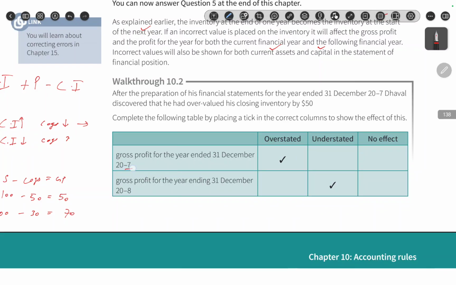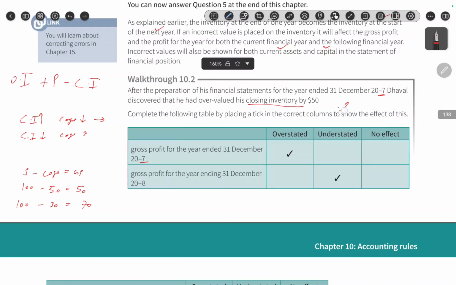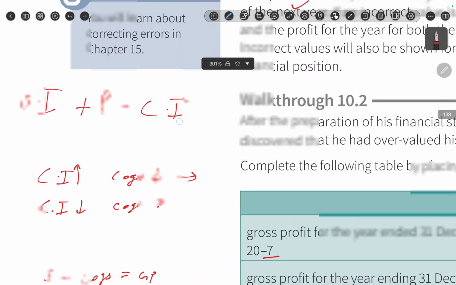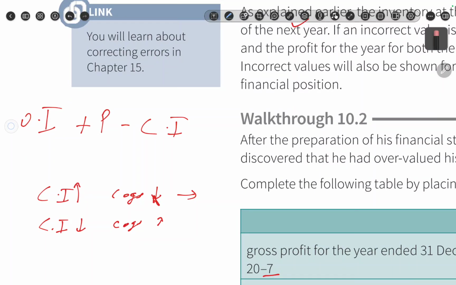Now, this is 2007, the year in which he made the mistake. In this year, on 31st December, he overvalued his closing inventory. So the next year, this closing inventory becomes the opening inventory at 1st Jan 2008. If you overvalue your closing inventory, you're also overvaluing your opening inventory for the next year. And if our opening inventory for the next year is overvalued, then our cost of goods sold will be increasing. For closing inventory, there was a minus sign, so of course it was decreasing the cost of sales. But here, there is no minus sign, it's a plus sign. So the higher your opening inventory, the more your cost of sales.